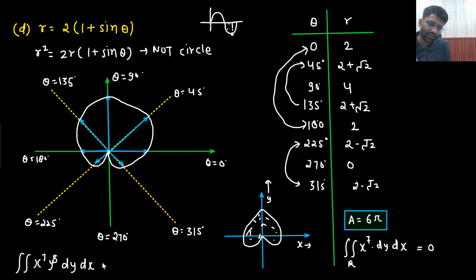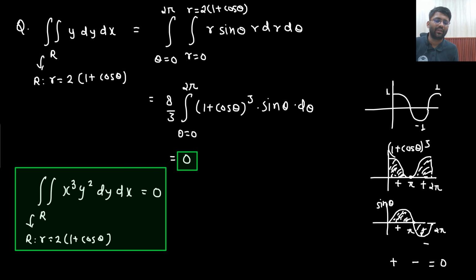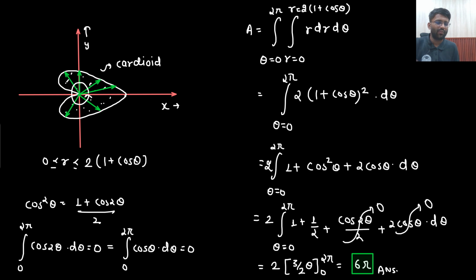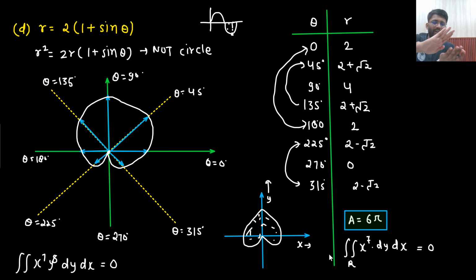Third question: x to the power 7 y to the power 8 dy dx. What is the value? Both are not even, so the value will be 0. There you go. No discussion or calculation is required, every calculation we have already done. The area will come out the same, since it is the same cardioid, just rotated.